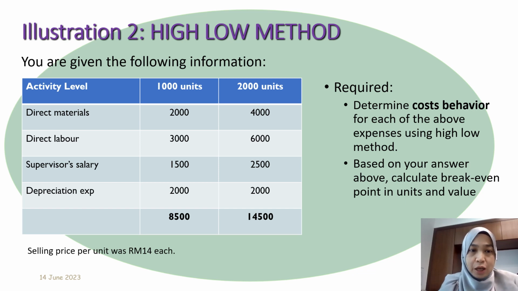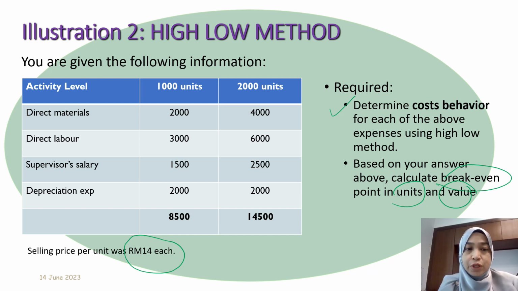Okay, so look at this table. This table gives you a list of costs at two different activity levels, which is at 1000 units and also 2000 units. Okay, and then they also give you that the selling price for the product is 14 ringgit each. Look at the requirement. The first one, determine cost behavior for each of the above expenses using the high-low method. Okay, and then number 2, based on your answer above, calculate break-even point in units and also in value.